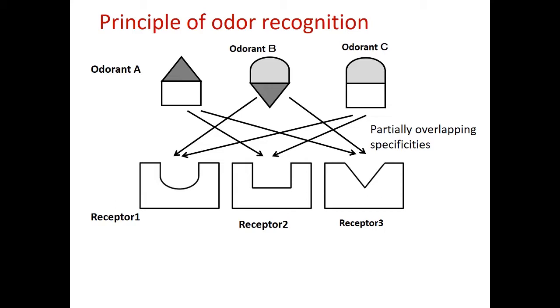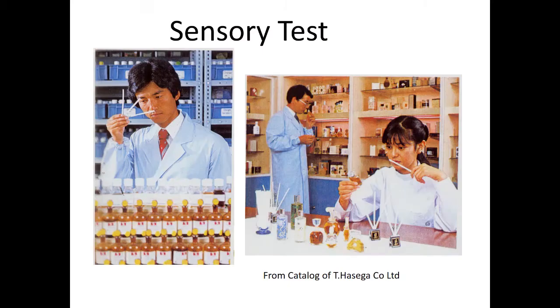However, when you see these three receptors' responses together, you can recognize odorant A, odorant B, and odorant C. So this is not a specific response. Pattern recognition technique is actually necessary in olfactory sensing.